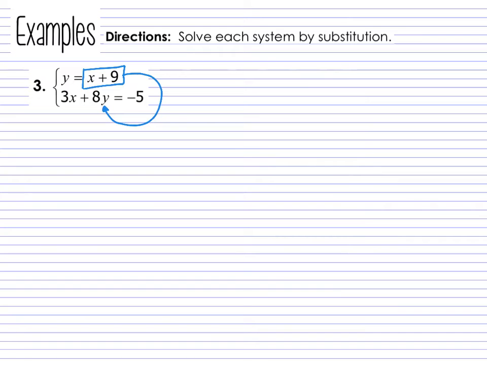So that's what we're going to do. So we're going to start by writing the second equation. We're going to say 3x plus 8. Okay, well now there's our y. So we're going to substitute in what y is equal to, x plus 9, which equals negative 5. So where there was a y in this equation, I substituted in what y is equal to, and that is x plus 9. Now, something to be super duper careful about.